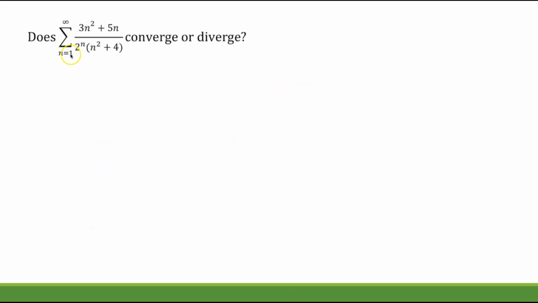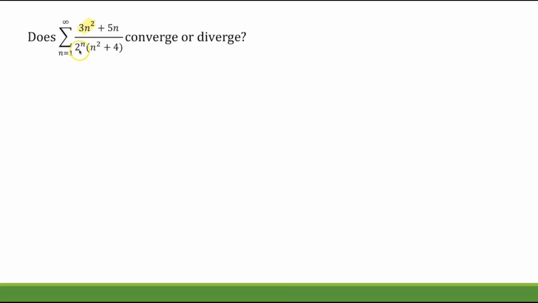Here, does the sum of n equals 1 to infinity of 3n squared plus 5n over 2 to the n times the quantity n squared plus 4 converge or diverge? So for this one, it's a matter of thinking about what are we going to compare this series to. So let's think again about the pieces that dominate the numerator and denominator. In the numerator, we have 3n squared. In the denominator, I have 2 to the n times the quantity n squared plus 4.